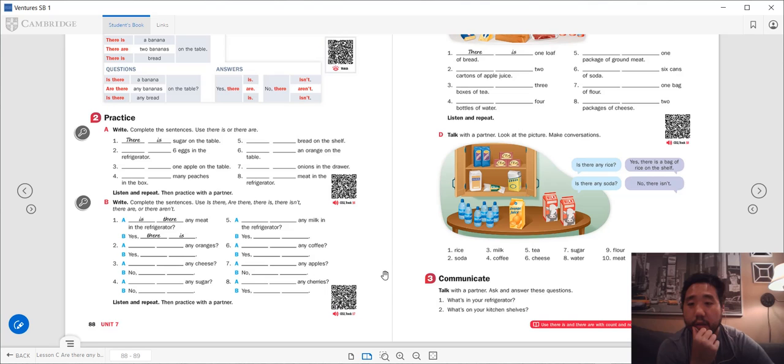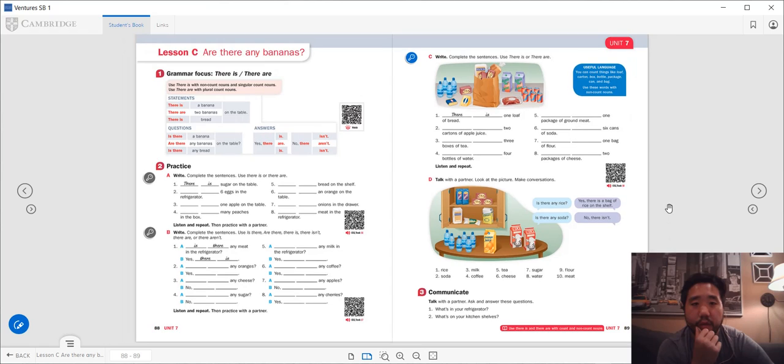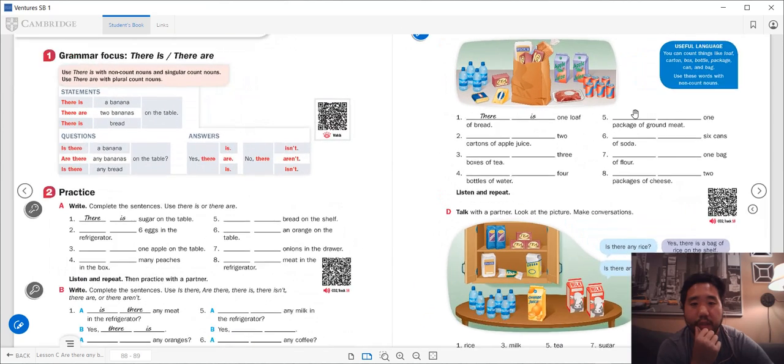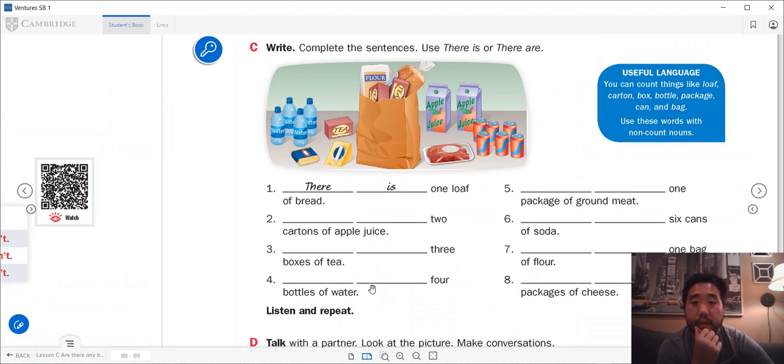Okay, now that we finished exercise 2B, we're going to go to page 89 and do exercise 2C. Complete the sentences, use there is or there are. And then here it says useful language. You can count things like loaf, carton, box, bottle, package, can, and bag. Use these words with non-count nouns.